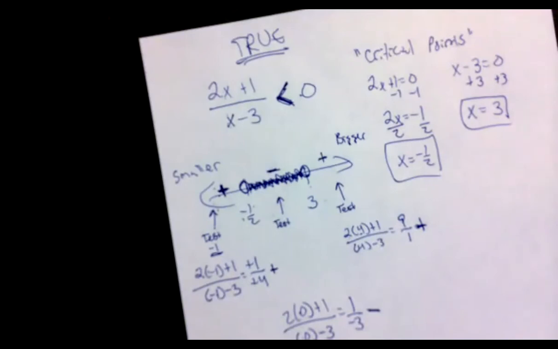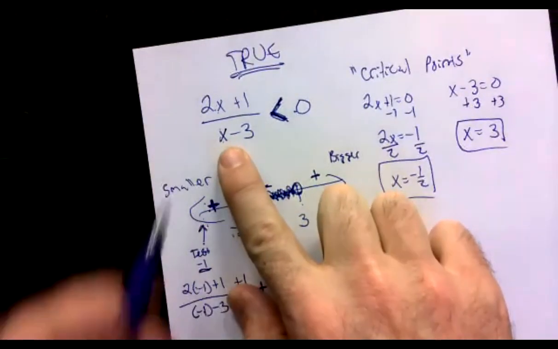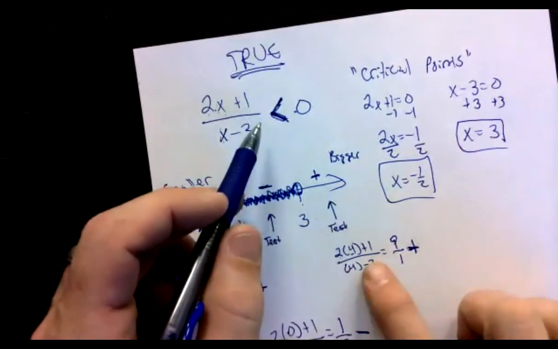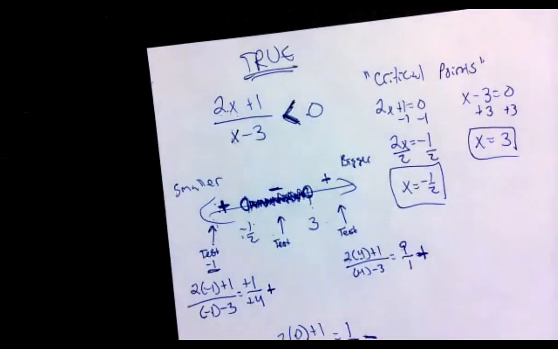When you put 4 in, how'd you get a positive 1? Because 4 minus 3 is 1. So again, I plugged 4 into my original problem. So 2 times 4 plus 1 was 9. 4 minus 3 is 1. So 9 divided by 1 is going to be positive.